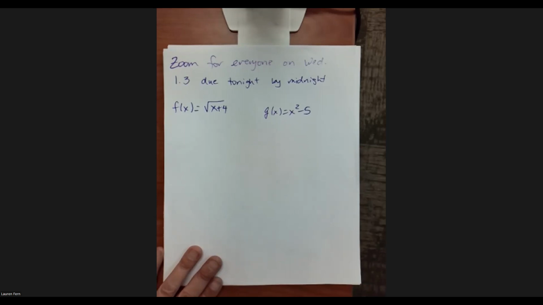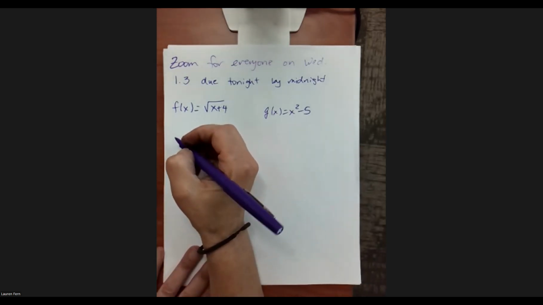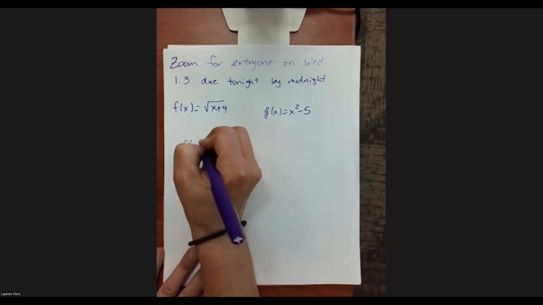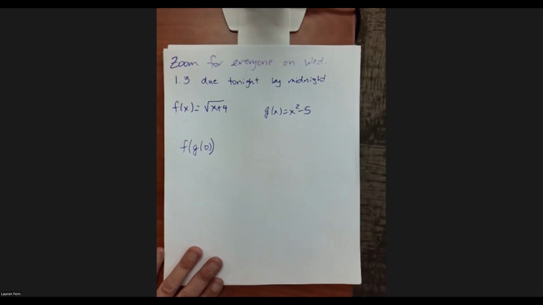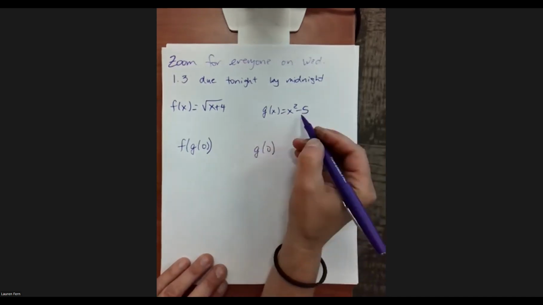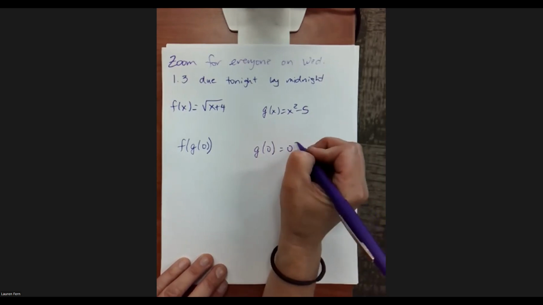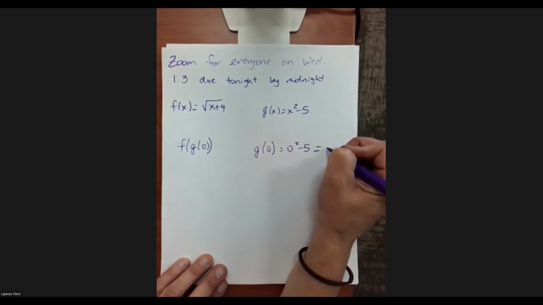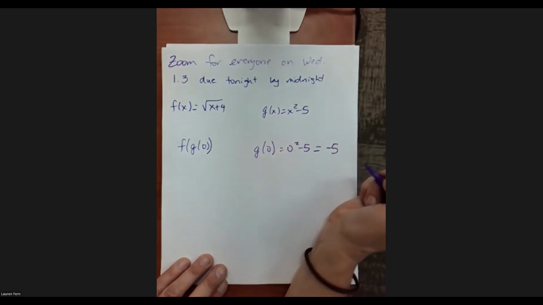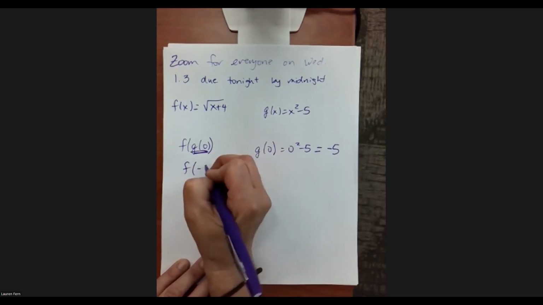So what if I wanted to compute f of g of 0? Now it might seem like, well, why are we going back to numbers when we were doing it in general? You'll see why in just a second. What does it mean to find f of g of 0? What do we do first? We find g of 0. Good. Can we compute g of 0? You bet. We get 0 squared minus 5, which is -5. So we found g of 0. g of 0 is -5.